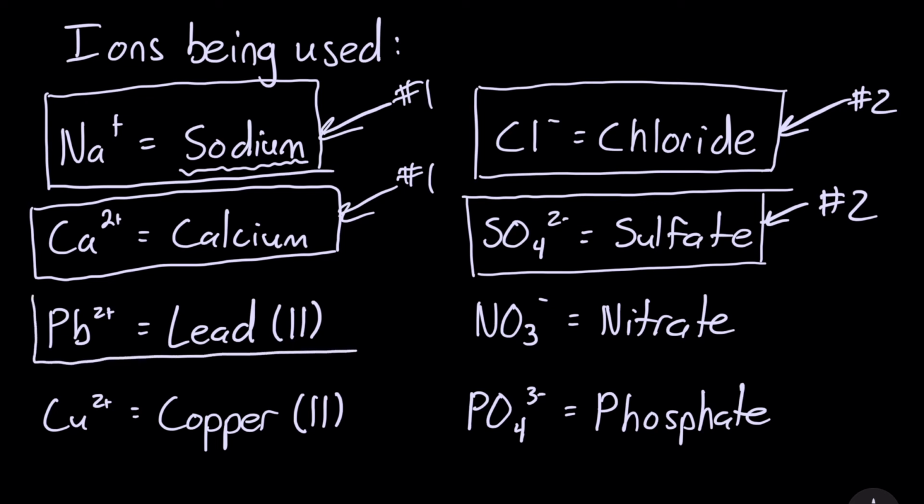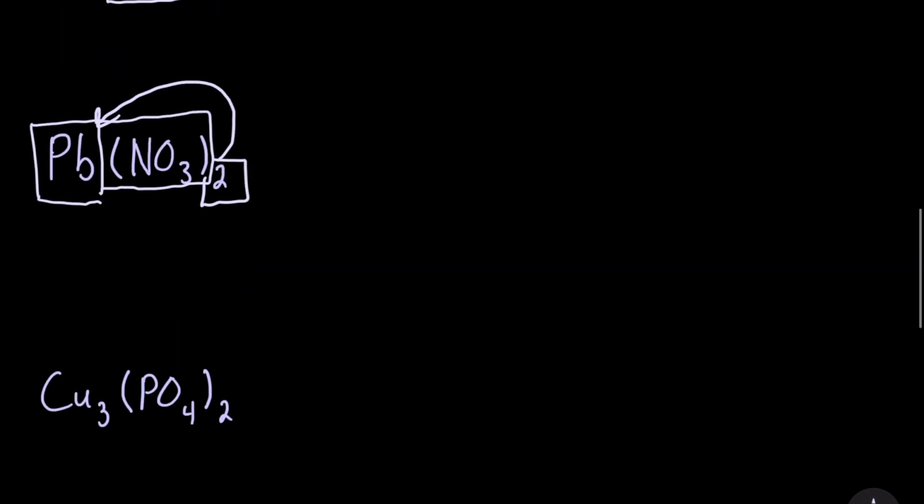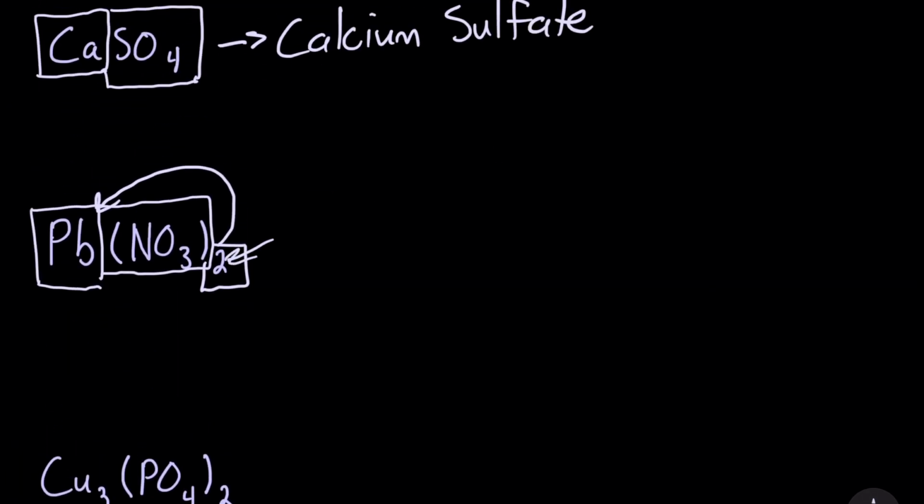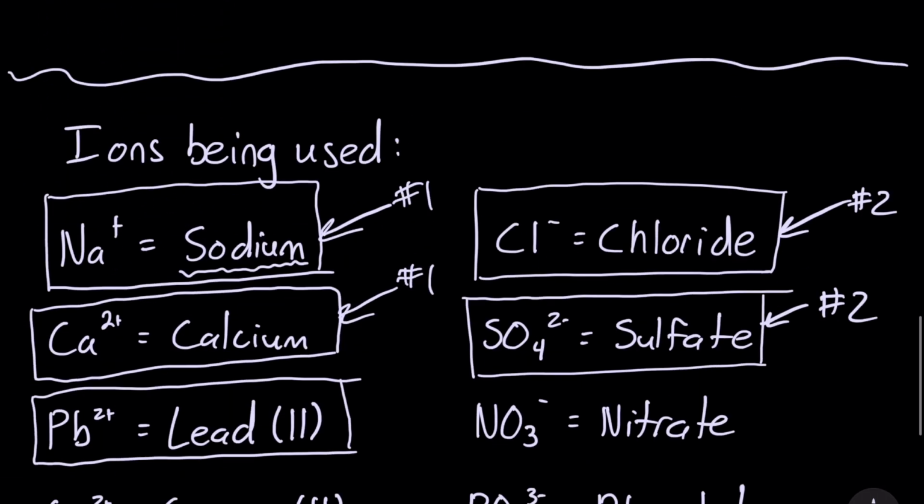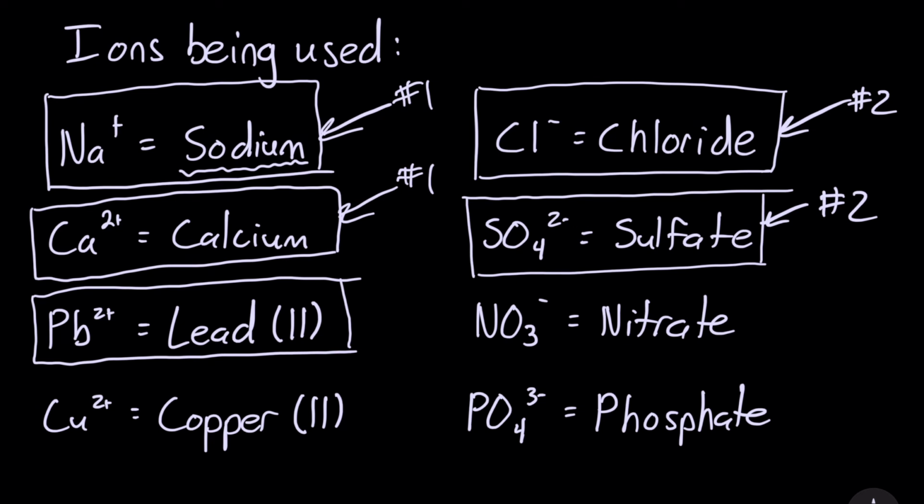I just want to make this very clear, lead is one of those multivalent ions, so it can have more than one possible charge. From this 2, this means that this lead has that 2+ charge, so we know that the lead being used in this example is lead 2+, or Pb2+. Our second ion being used in this example is NO3-, and that will be nitrate.